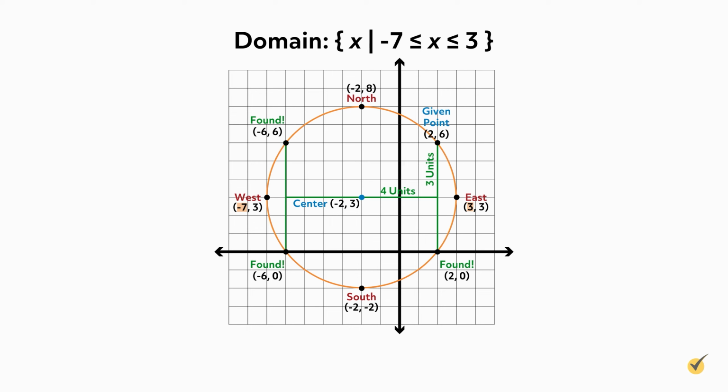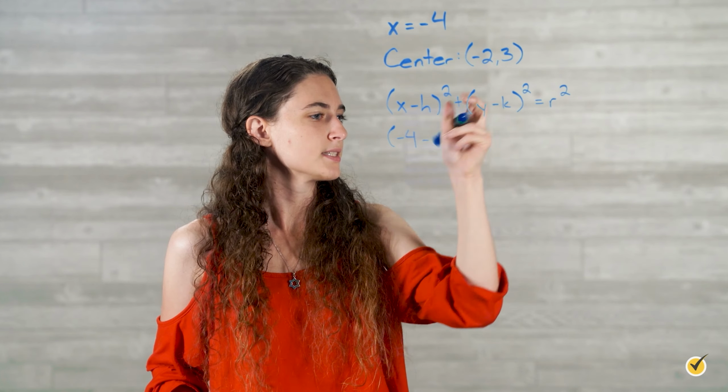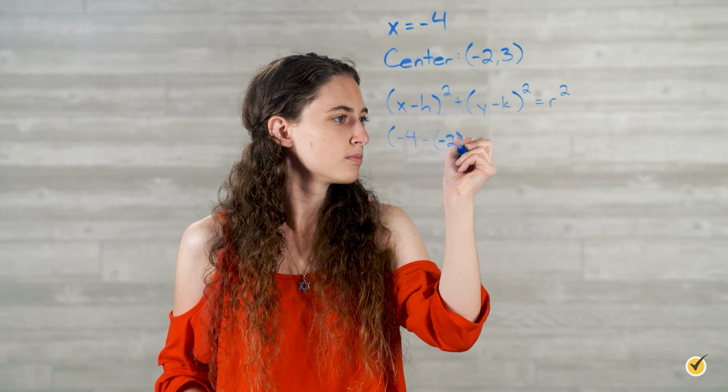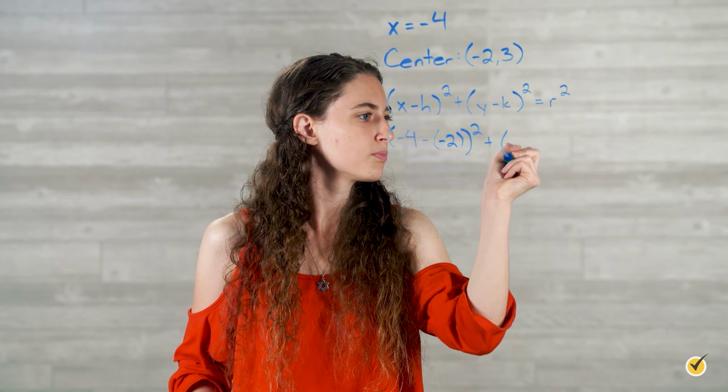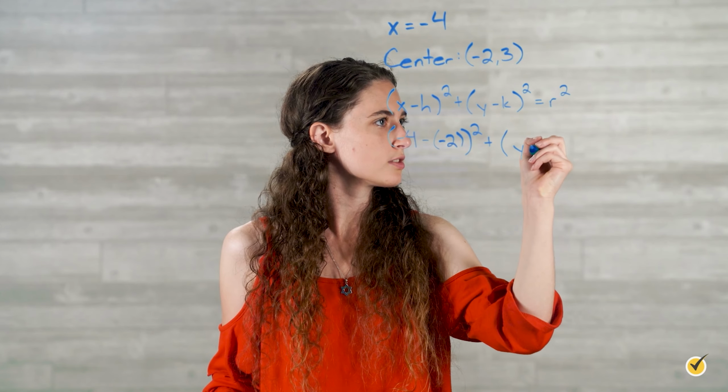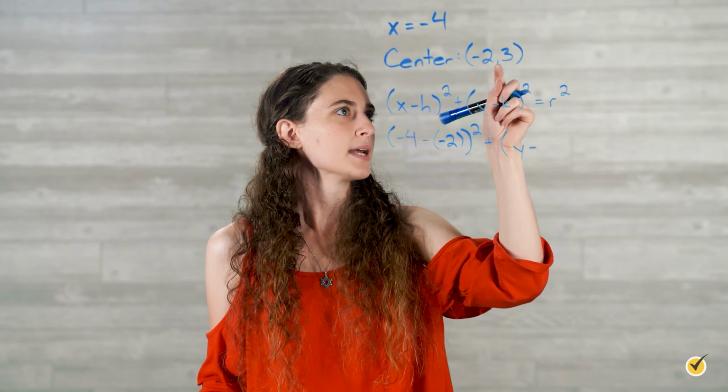So our x value is -4, minus h is -2, plus y, we don't know what that is, that's what we're trying to solve for, minus k, which is 3, squared. And we forgot to write this, but our r, remember from earlier, is 5. So it's equal to 5 squared. So -4 minus -2, that's the same as saying -4 plus 2. So let's rewrite it that way. (-4 plus 2) squared plus (y minus 3) squared equals 5 squared.